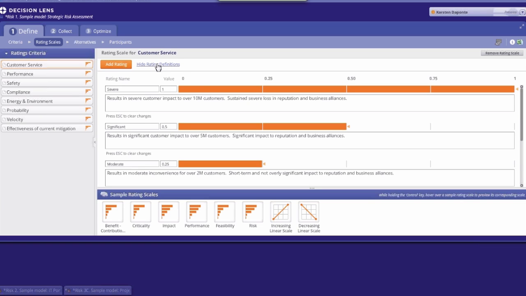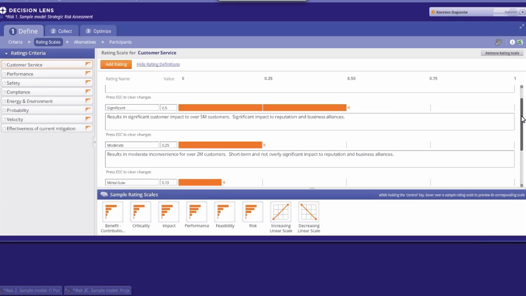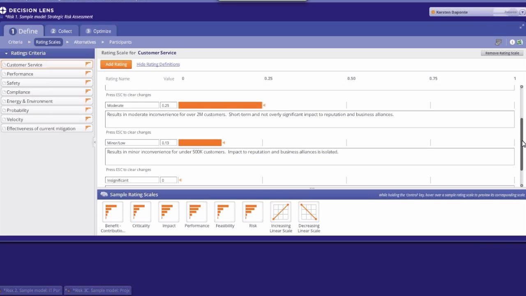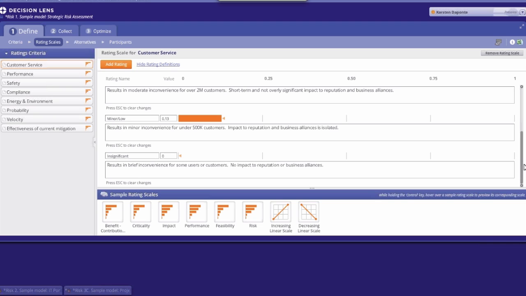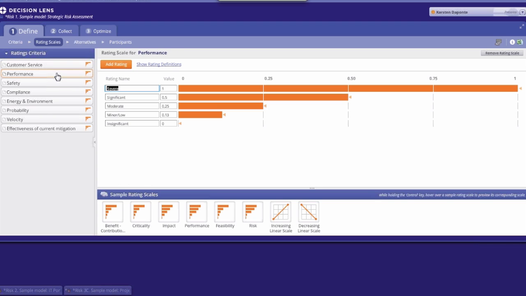expanding this to show the unique definitions in this area. From severe down to insignificant, each point on the scale is defined unique to that area of impact. The same is done for each of the other impact criteria: performance, safety, compliance, and energy and environment, so that I can measure how each of the risks scores against them. For the other 3 risk factors, we build a unique rating scale for each: probability, velocity, and effectiveness of current mitigation.